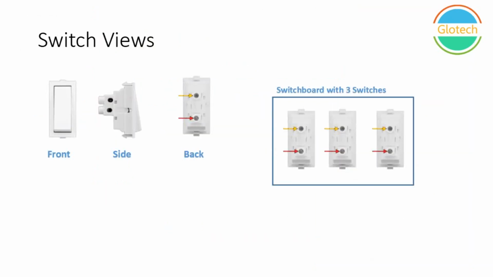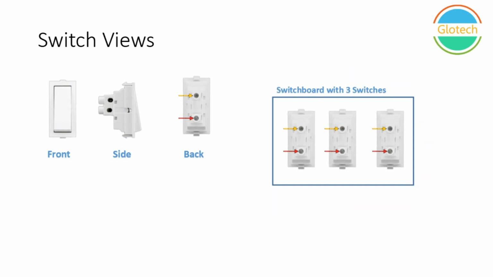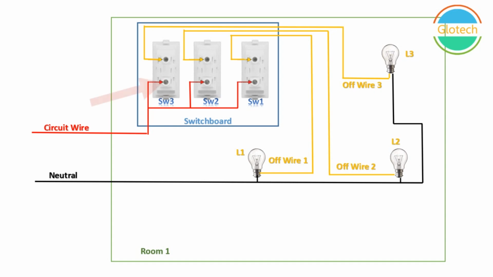As you explore the mechanical tick-tock switch available, it has 2 terminals at the back. The given example shows 3 switches in one switchboard. One of the terminals of the switch is for the incoming circuit wire and the other for the wire going to the appliance. This wire is called off wire. Since each switch on the switchboard will need the phase, the circuit wire is connected to each switch on one side.